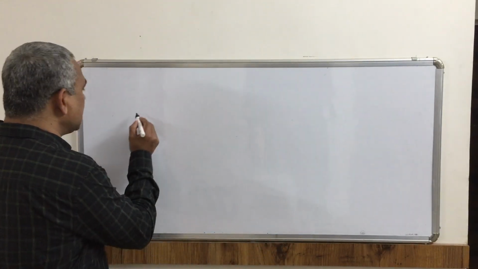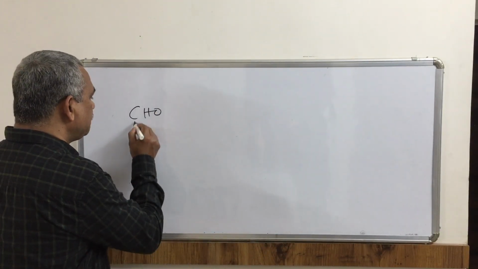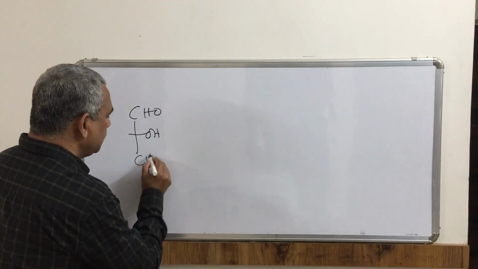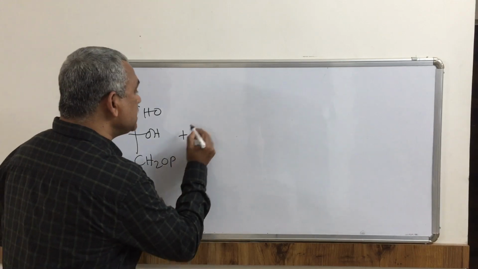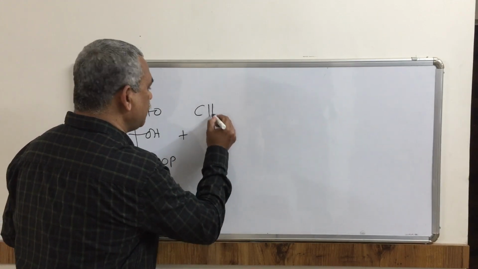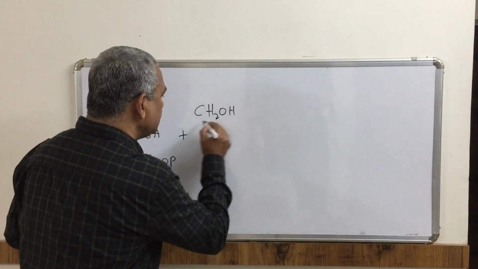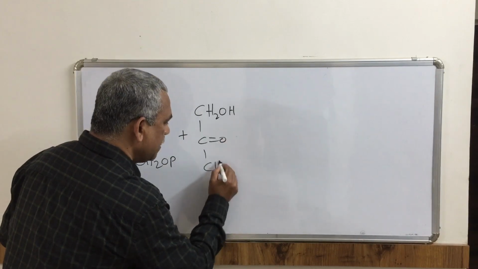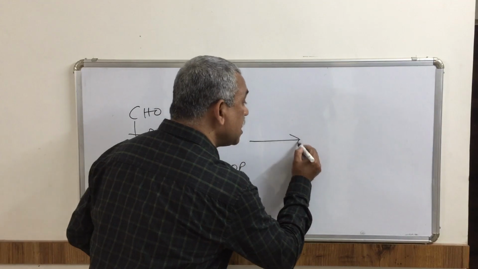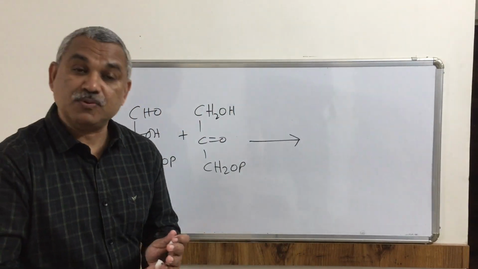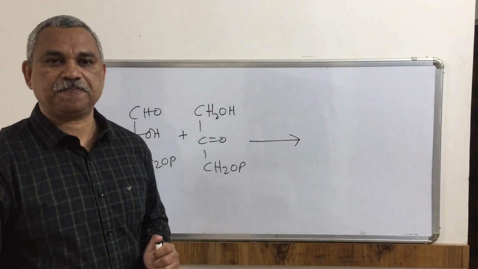So here we have glyceraldehyde 3-phosphate, glyceraldehyde 3-phosphate plus dihydroxyacetone phosphate, CH2OH. This is the dihydroxyacetone phosphate. This must be converted to ribulose 1,5-bisphosphate.